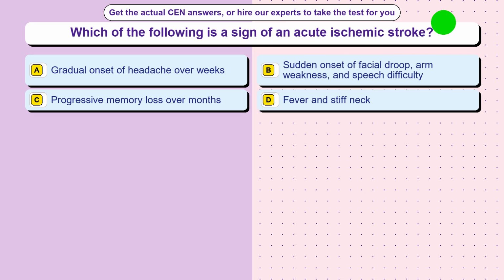Question 39. Which of the following is a sign of an acute ischemic stroke? Option A, gradual onset of headache over weeks. Option B, sudden onset of facial droop, arm weakness, and speech difficulty. Option C, progressive memory loss over months. Option D, fever and stiff neck.